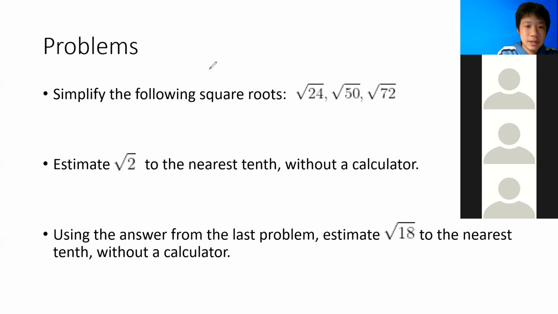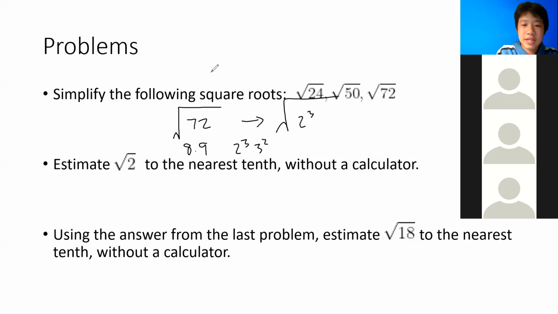square root of 72. Once again, I will prime factorize, which is 8 times 9. 8 is 2 to the third, 9 is 3 squared. This will be the square root of 2 to the third times 3 squared. We have a perfect square in here for 3, right? But we can also turn the 2 into a perfect square by breaking up 2 to the third power to 2 squared times 2.